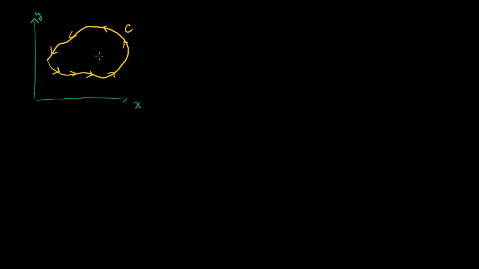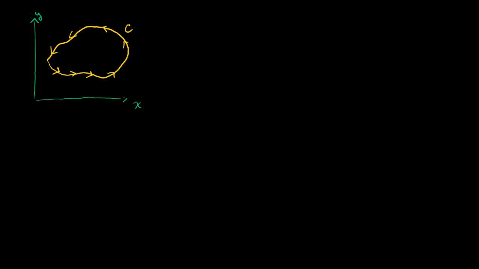Let's say we have a path in the xy plane. That's my y-axis. That is my x-axis. And my path will look like this. Let's say it looks like that. Just trying to draw a bit of an arbitrary path. And let's say we go in a counterclockwise direction along our path. Since I'm going in a counterclockwise direction, we could call that path C.